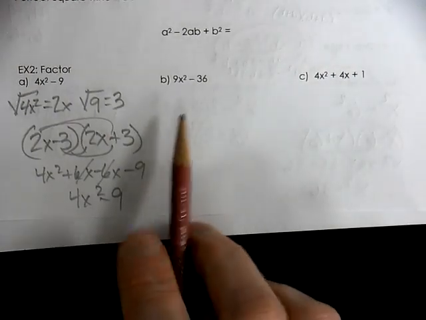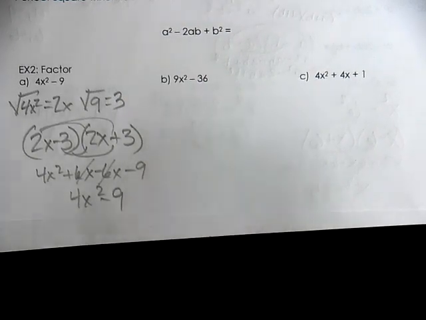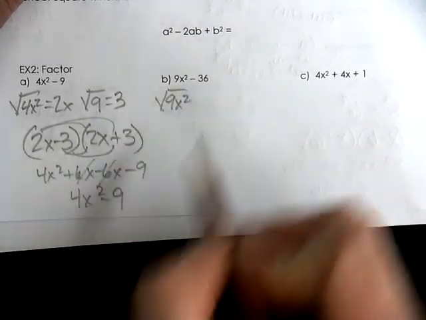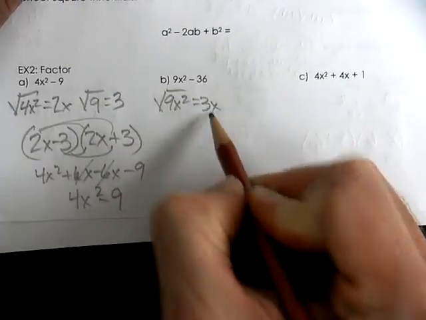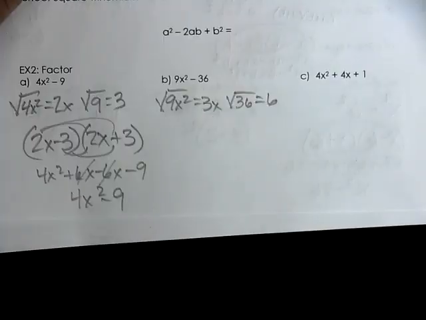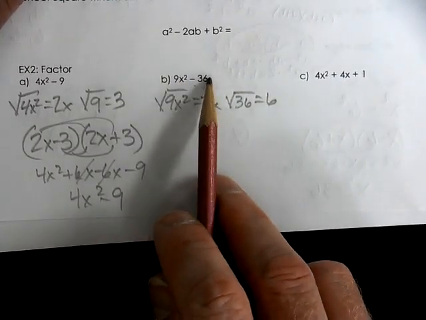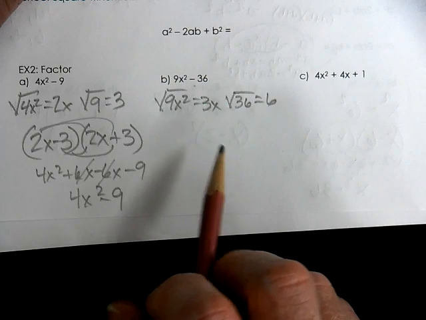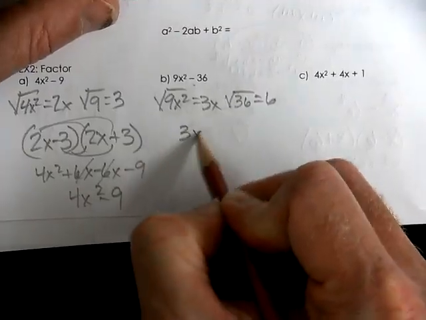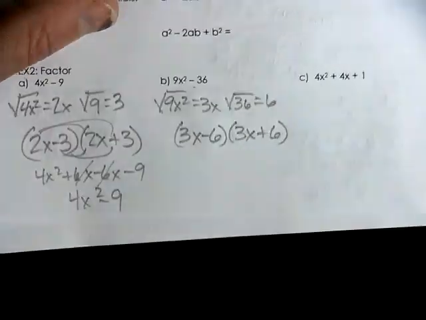Letter B. Now there's a couple issues that happen here at letter B. Let's just get carried away and say that we're going to take the square root of 9x squared. That's 3x. Take the square root of 36. That's 6. We're doing a great job. We know this is the difference of two things that are being squared. That's square rootable. That's square rootable. So I'm going to write 3x minus 6 and 3x plus 6.